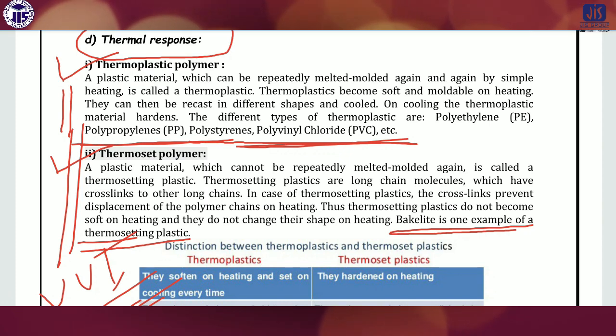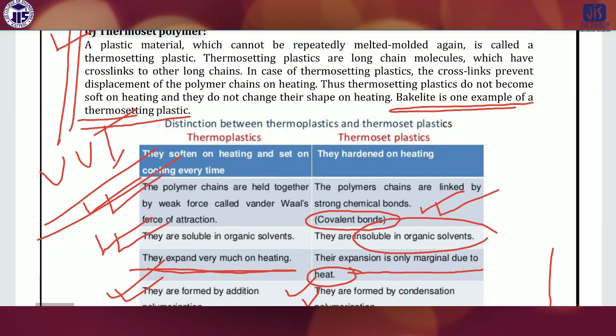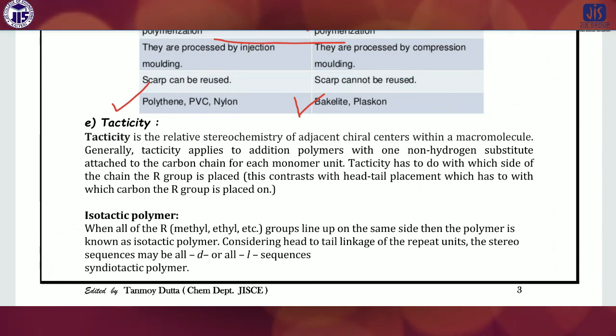But there are also some other types of classification present in the case of polymers. So today we will discuss the remaining parts of the classification of the polymer. First of all, today we will discuss the classification of the polymer depending on the tacticity.